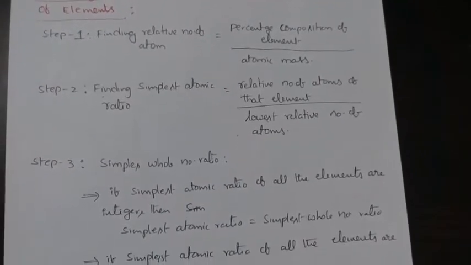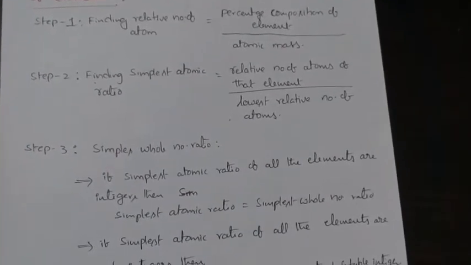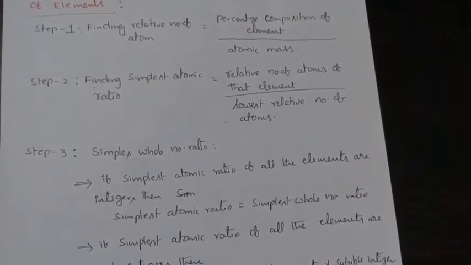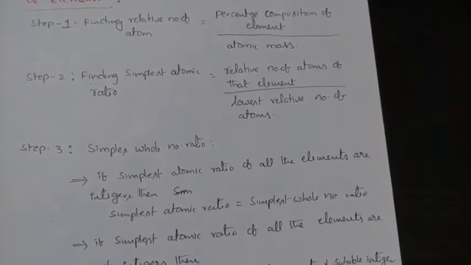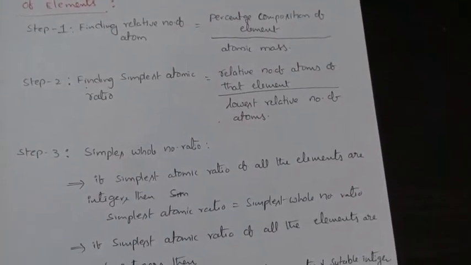The second step to find the empirical formula is finding the simplest atomic ratio. To find the simplest atomic ratio of elements, the formula is the relative number of atoms of that element divided by the lowest relative number of atoms.